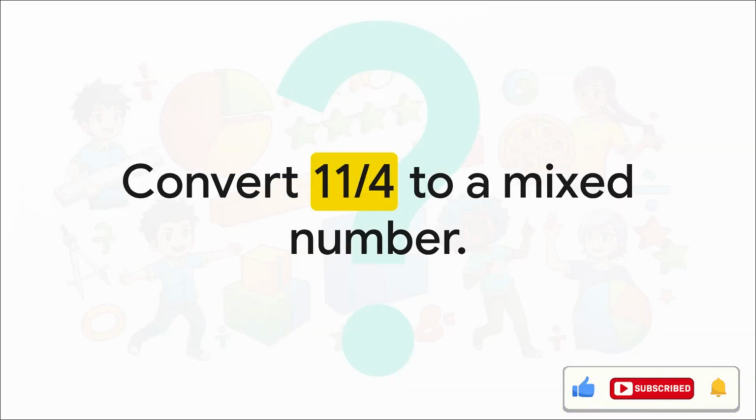Next question. Let's do a little mental math here. How do you convert the improper fraction 11/4 into a mixed number? Remember our division rule from earlier? Just ask yourself, how many times does 4 go into 11 entirely? It goes in 2 times, right? And that leaves a remainder of 3. So your mixed number is simply 2 3/4.